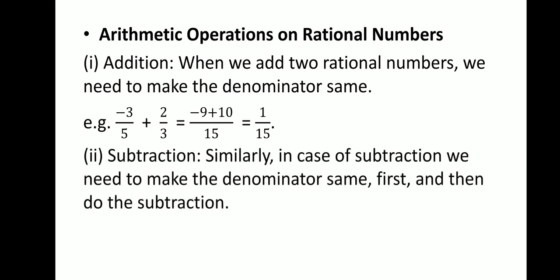Second operation is subtraction operation. Similarly, in this case of subtraction, we need to make the denominator same first and then do the subtraction. For example, 1 over 2 minus 3 over 4, I need to take their LCM, that will be 4. So after solving, I will be getting the answer as minus 1 over 4. This is how I need to add or subtract two given rational numbers.